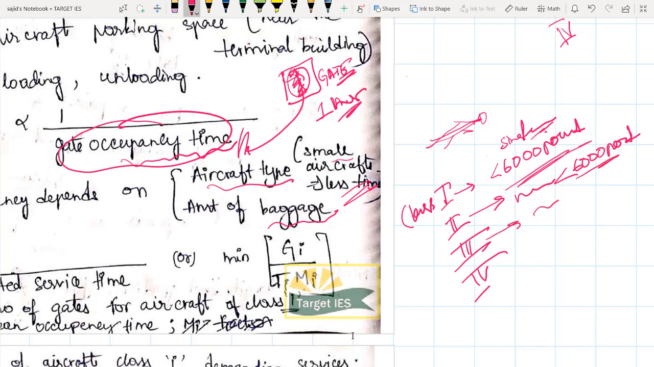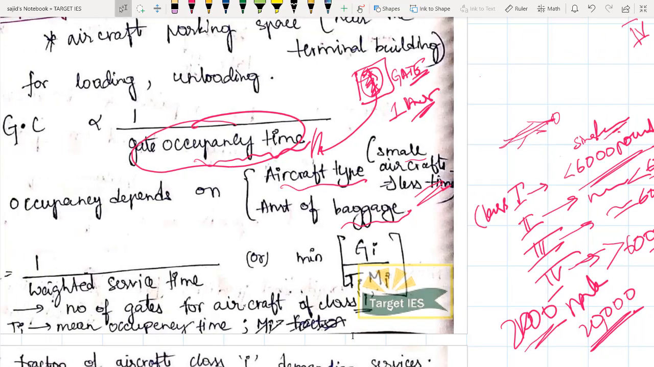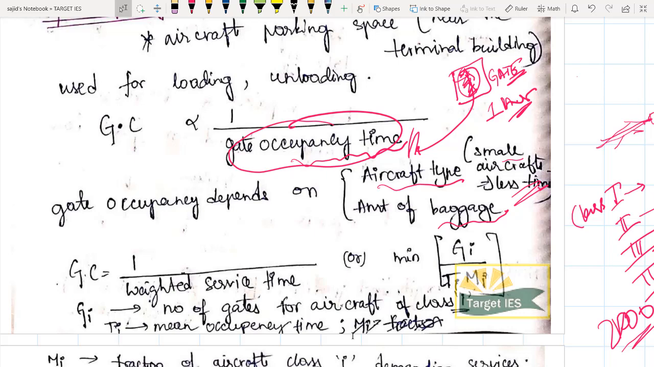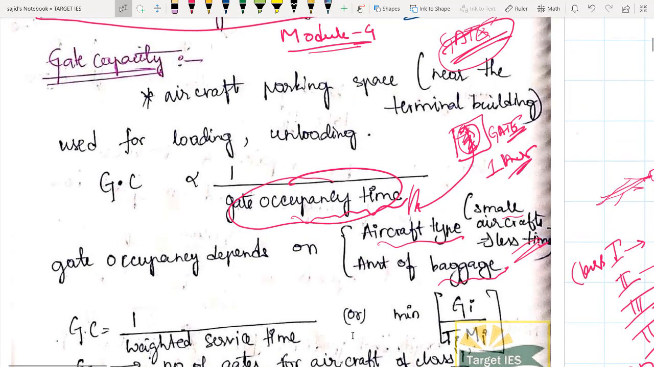When it comes to class 3, it will be around 6,000 pounds. And class 4 is the passenger type. Passenger aircraft will obviously be much greater than 6,000 pounds. Let us say you are taking 200 people with you, and each person is more than 100 pounds. So 200 into 100 is more than 20,000 pounds. If you add the luggage weight and the weight of the aircraft itself, it will easily be more than 30,000 or 40,000 pounds. So basically there are 4 classes you can classify like that.